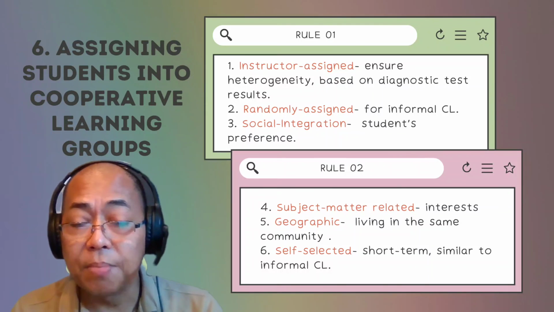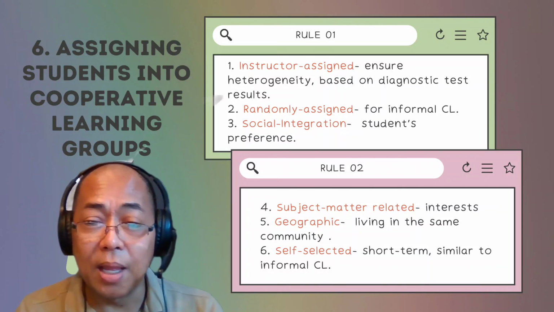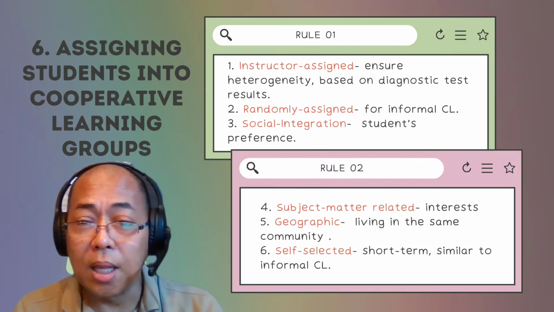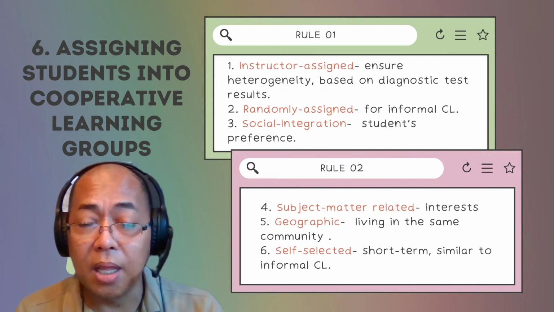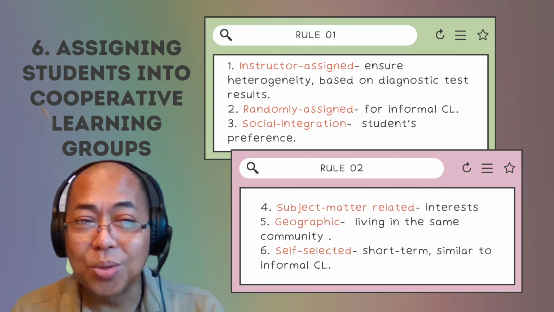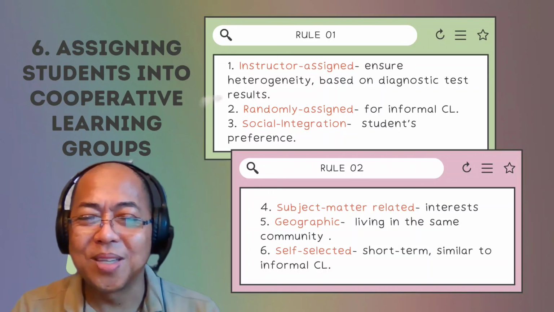And finally, self-selected groups, where you simply ask the students to get a partner for the sharing or form a triad and so on. Okay, so those are the six ways of assigning students into cooperative learning groups.